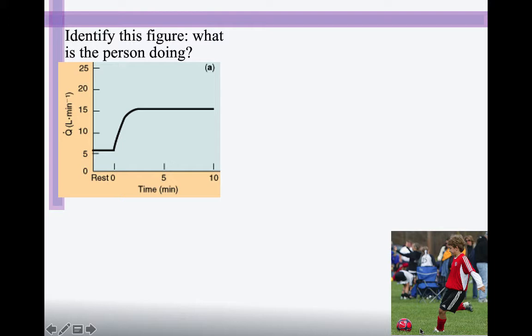And so as you look at this one, you should say, well, the y-axis is cardiac output, and I can see that cardiac output is increasing and then plateauing. And so you should be saying to yourself that this is submaximal steady state exercise. And I know that that's what's going on here.